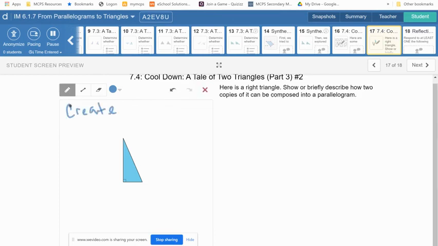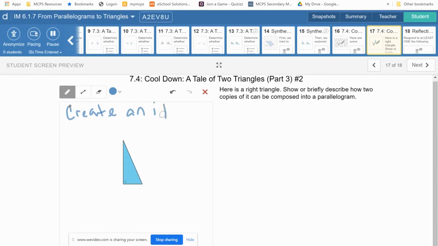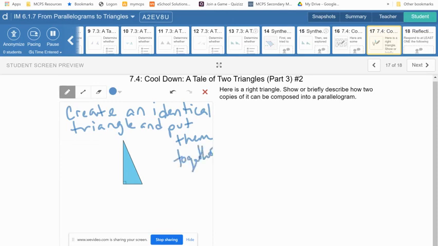Create an identical triangle and put them together. You don't need to write this. I'm just writing it for you. And put them together. Okay, to create a parallelogram.